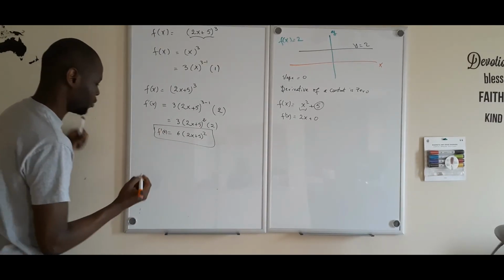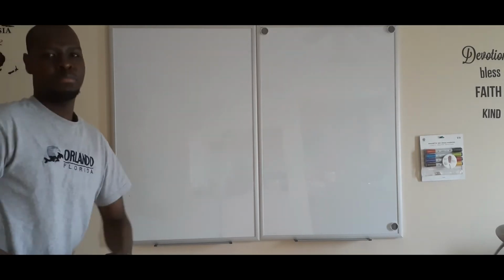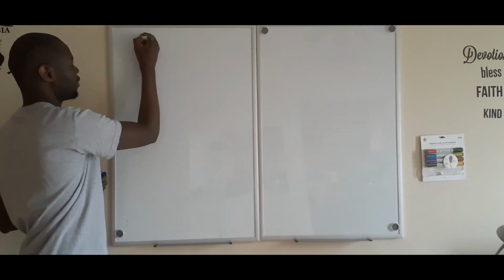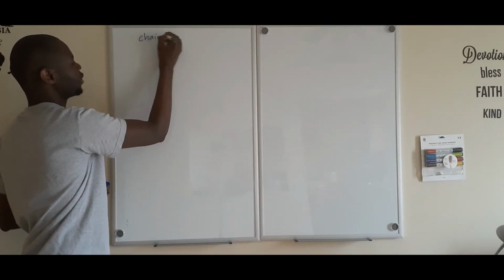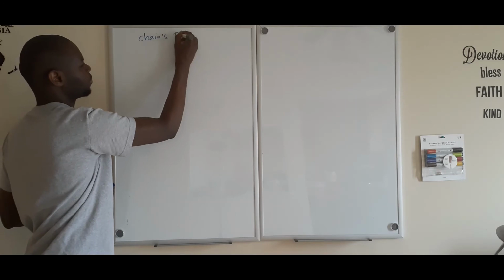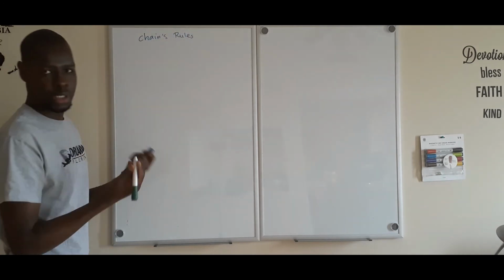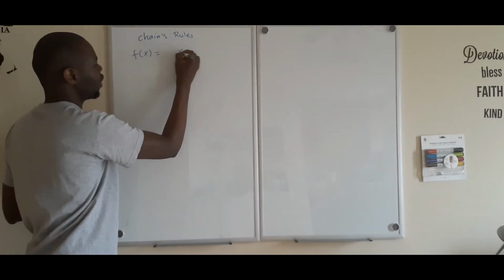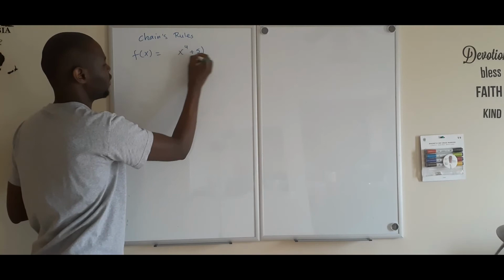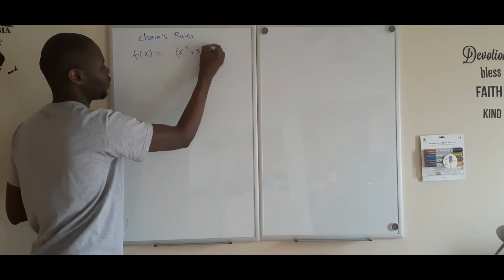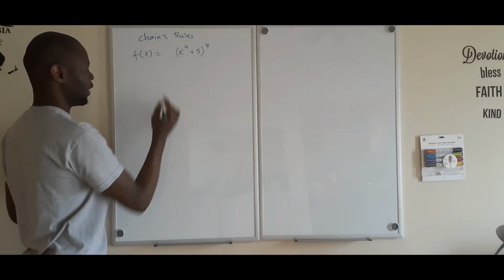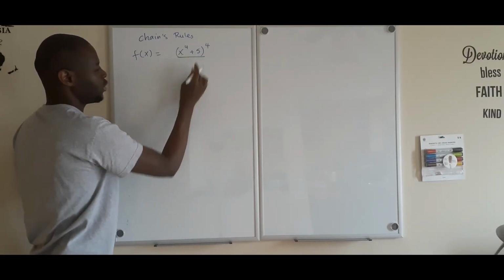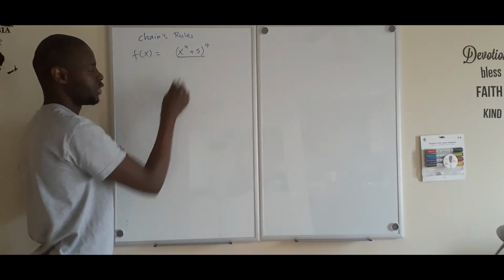Now let's do more examples. As a continuation from the chain rule from the last video, I'll be doing more practice problems so we can practice more together. So now let's say f of x equals x squared plus 5 to the power of 4. If you want to evaluate this, like I said in the last video, you will treat this as if it was one function. You apply your power rule and you take the derivative of the inside.